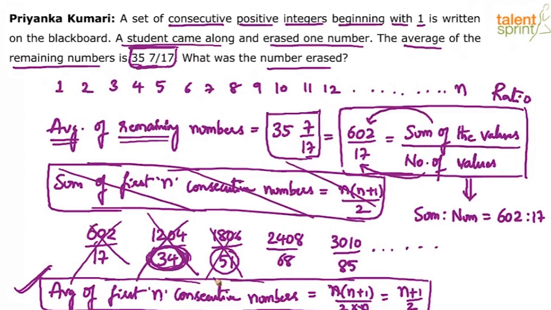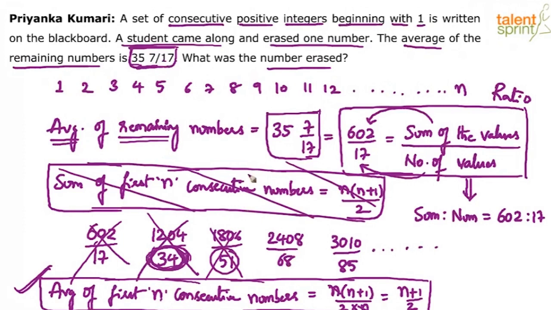You're able to follow. Look at 68. Consider 68. Remaining are 68 numbers, which means originally there were 69 numbers. What is the average of 69 numbers? 69 plus 1, 70 by 2. 70 by 2 is 35. We are coming close to this value, right? Out of 69 numbers, one of the numbers got removed, and because of that the average became 35 7 by 17.